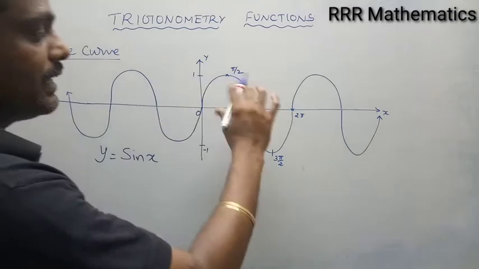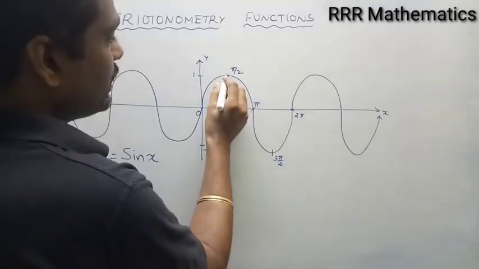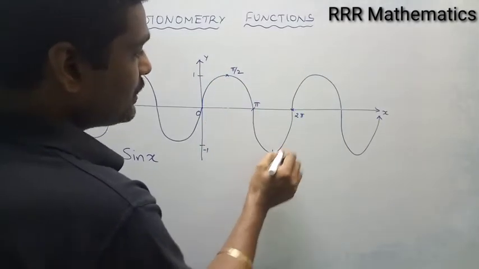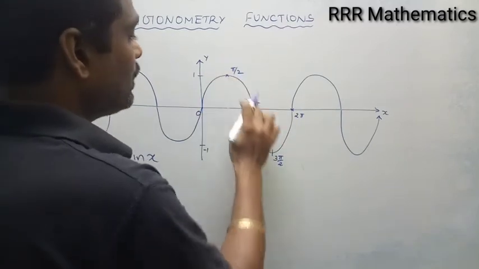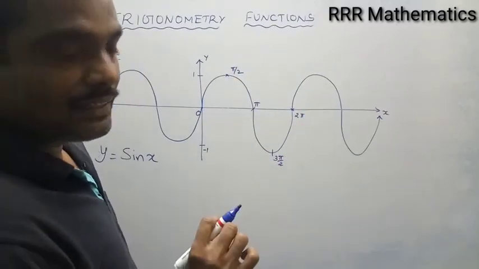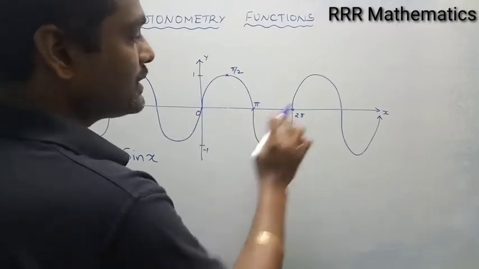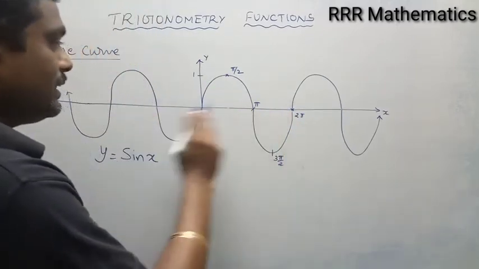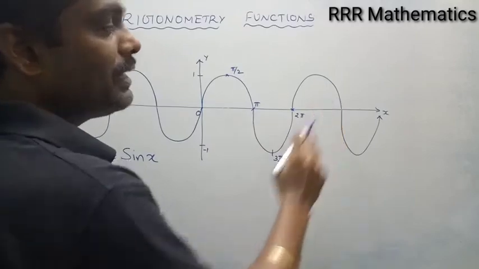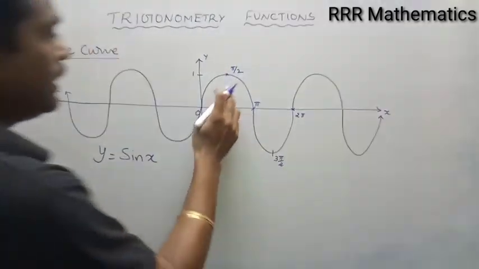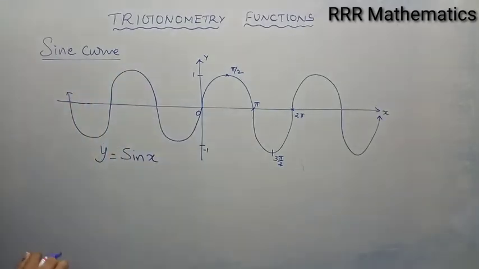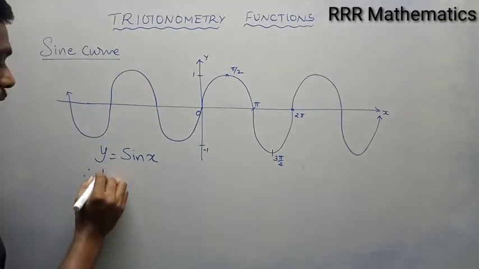This is the sine curve: 0, 90, 180, 270 and 2 pi, that is 360 degree. This is one complete cycle. And on either side of the curve, this portion will be repeated. See, this one will be repeated here, and keep on, the same portion will be repeated here. Therefore, domain.